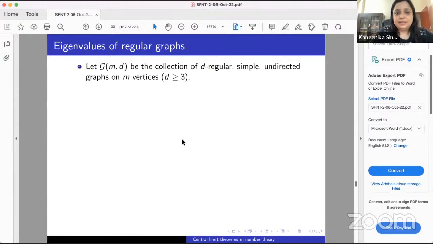Let me briefly introduce the families that we are interested in, namely the eigenvalues of regular graphs. So let us take two positive integers, m and d. Let us take d to be greater than or equal to 3. And we consider the collection of all d-regular, simple, undirected graphs on m vertices. Because the number of vertices is finite, obviously this collection is also finite.